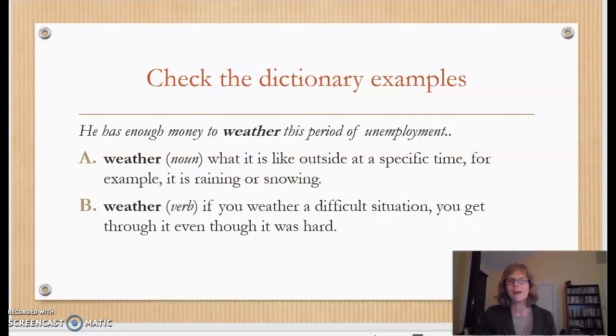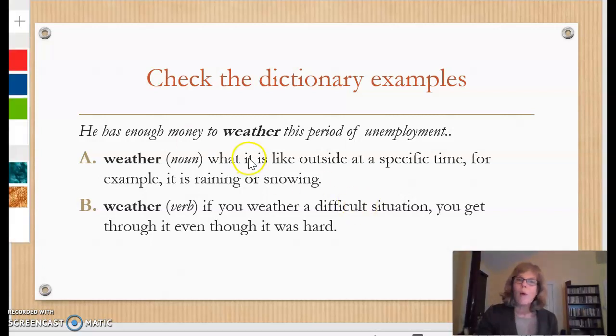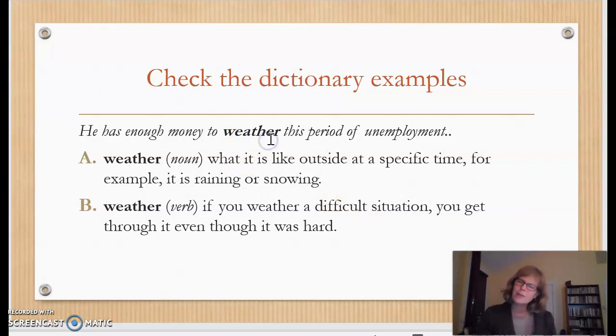So one more. Read this sentence. He has enough money to weather this period of unemployment. Are you going to choose A or B? Which one matches this definition of weather?